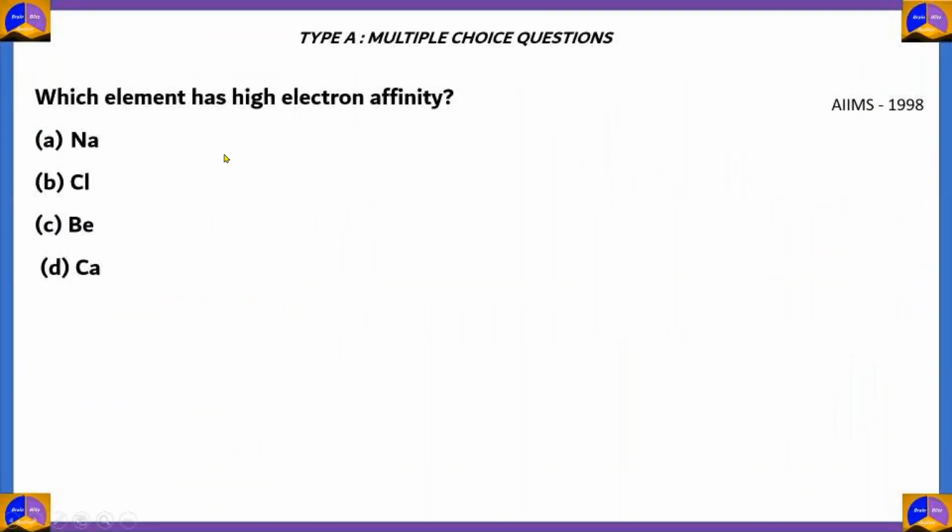Let's move on to the next question. Which element has high electron affinity? So here it's key to know what is the term electron affinity. So in the periodic table, every element wants to reach stable configuration. So electron affinity is the affinity of an element in order to accept electrons.